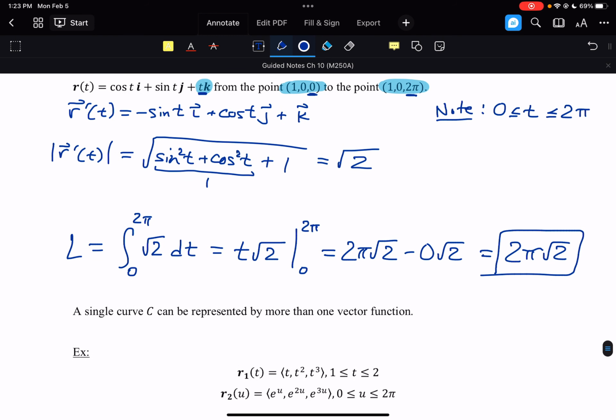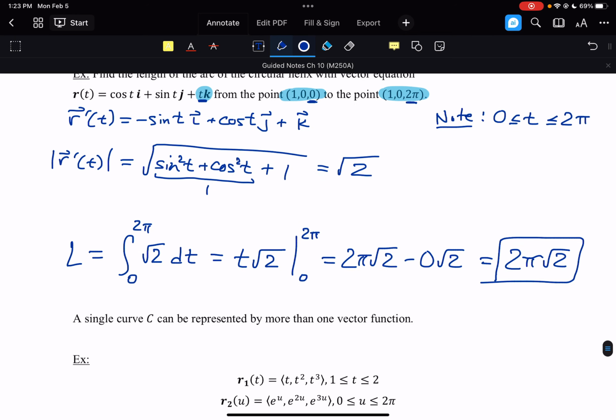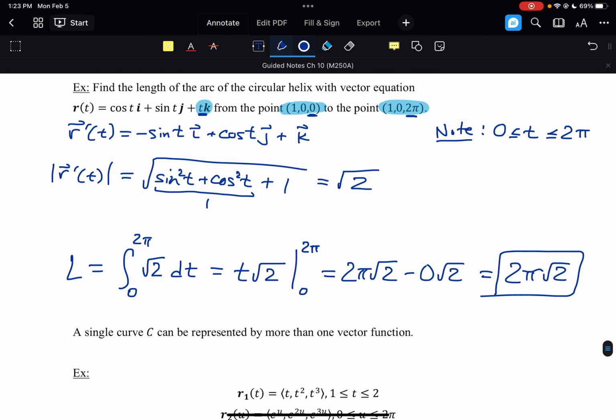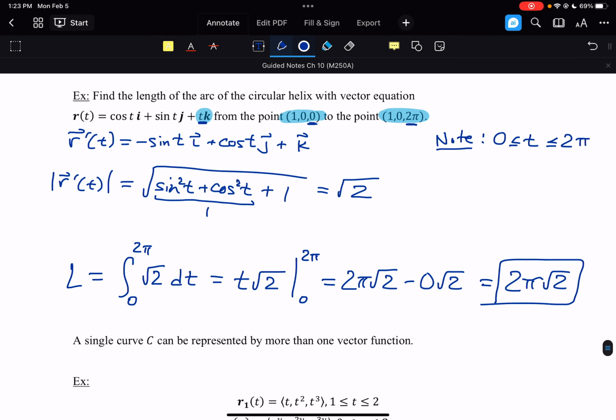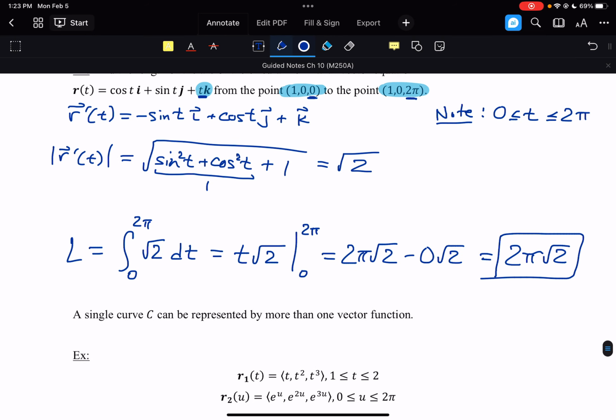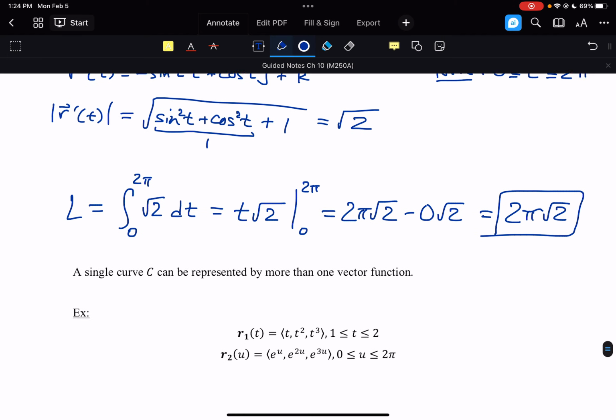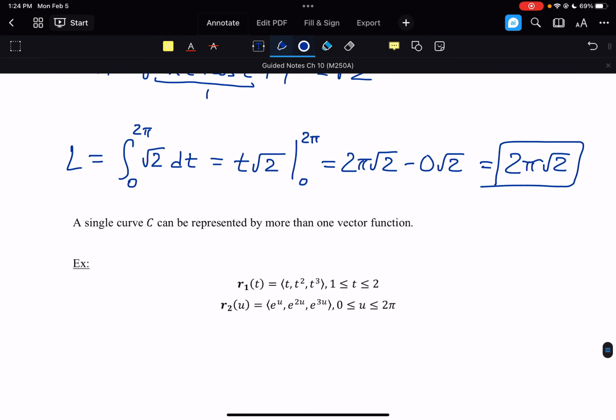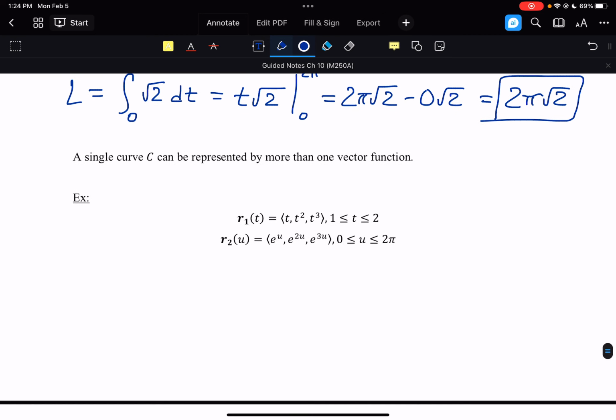Now, we've talked a little bit about parameterizations of curves, like we saw with this circular helix, right? We have cosine t, sine t, and t. Curves can be represented by more than one vector function. So, for example, if we took r1 of t to be t squared and t cubed, with t going from 1 to 2, or we took r2 of u with e to the u, e to the 2u, e to the 3u, with u going from 0 to 2 pi.